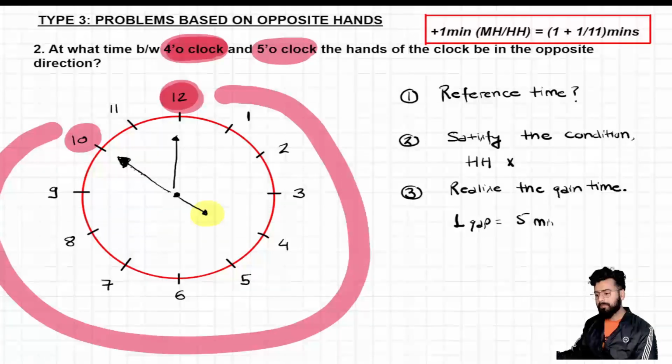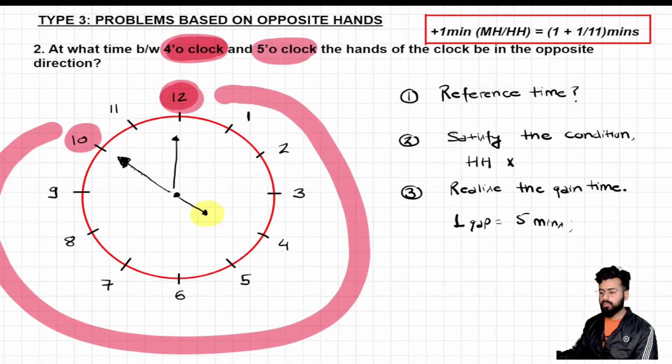So if the value of one gap is 5 minutes, then what will be the value of 10 gaps? Simple, you would say 50 minutes. So what is the gain time? How much gain do we want from the minute hand over the hour hand? We want a gain of 50 minutes.